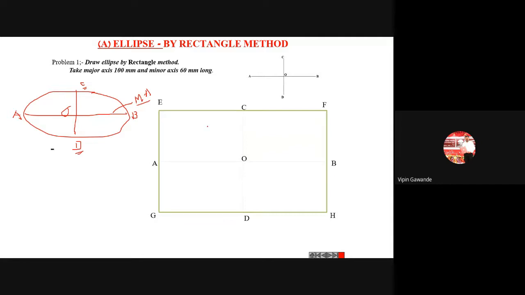Then this is the construction method for the rectangle. We have divided this AE and AO into an equal number of divisions, and we have drawn it by the rectangle method. So just follow the previous construction method.